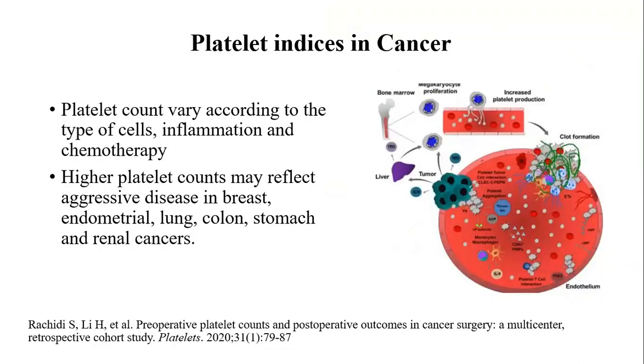As the majority of studies have been done among patients with cancer, I will talk a little bit about cancers as well. We all know that the platelet count in a patient with cancer will vary according to the type of cells involved, associated inflammation, and whether the patient is on chemotherapy or not. In some cancers like gynecological, lung, colon, and renal cancers, they have found that higher platelet counts indicate aggressive disease.